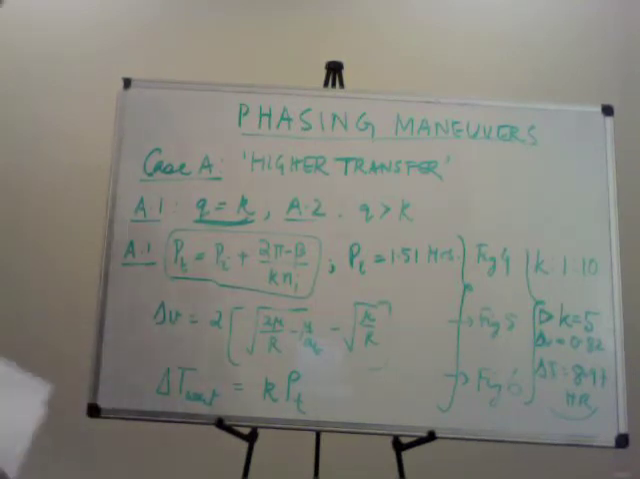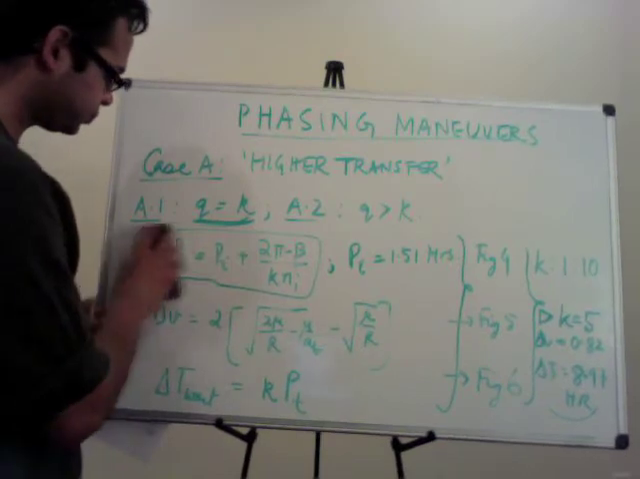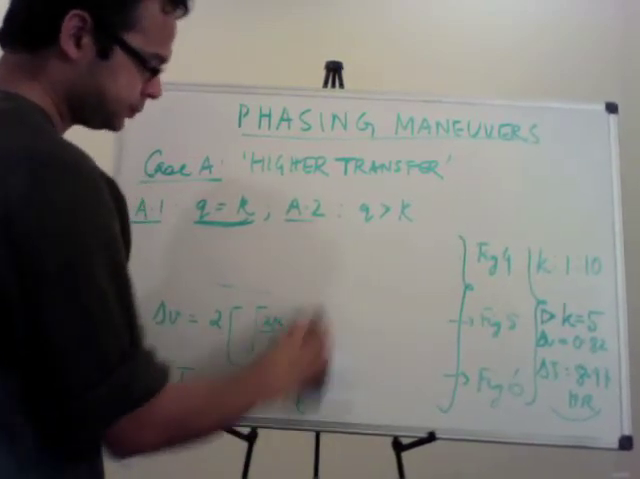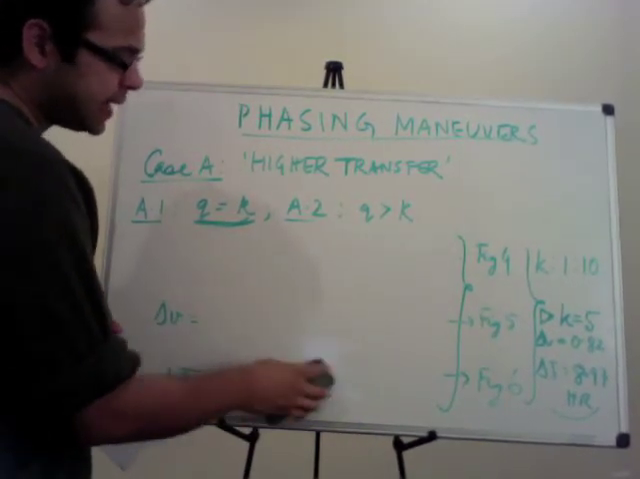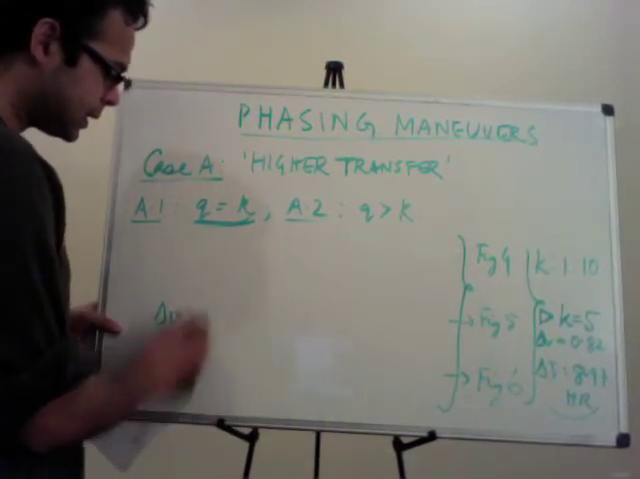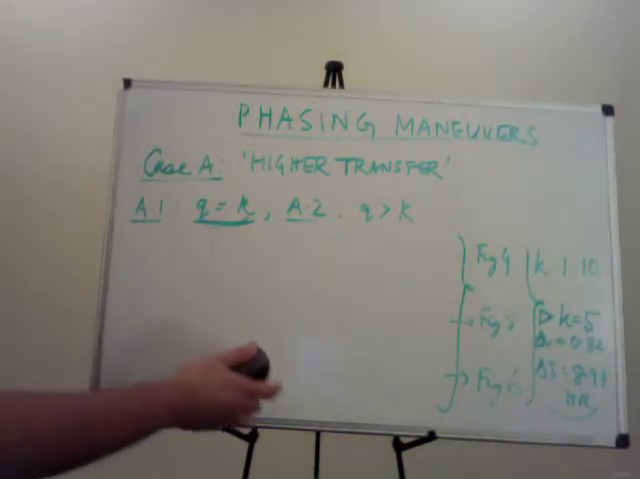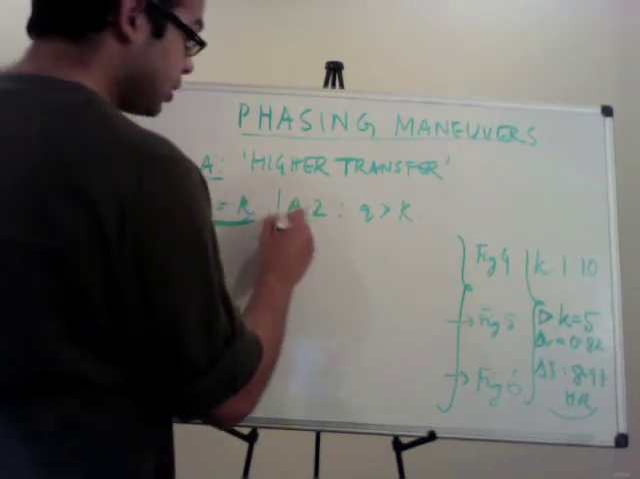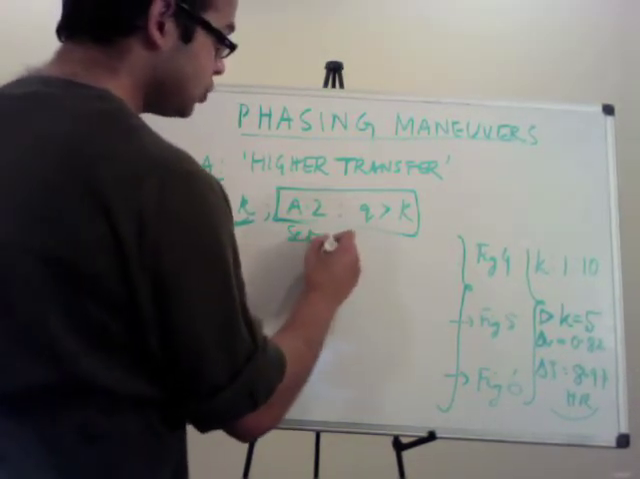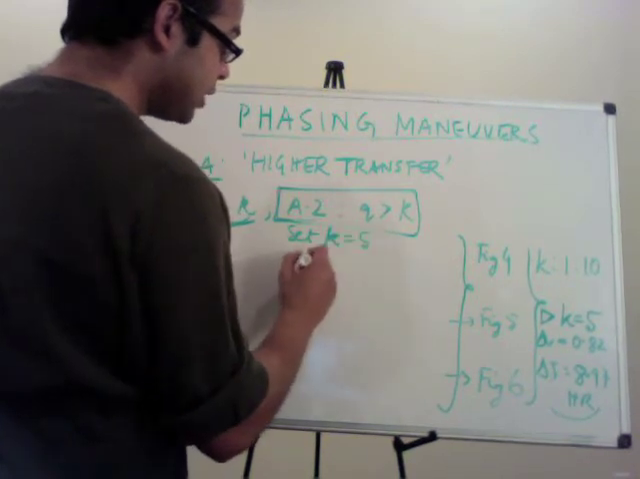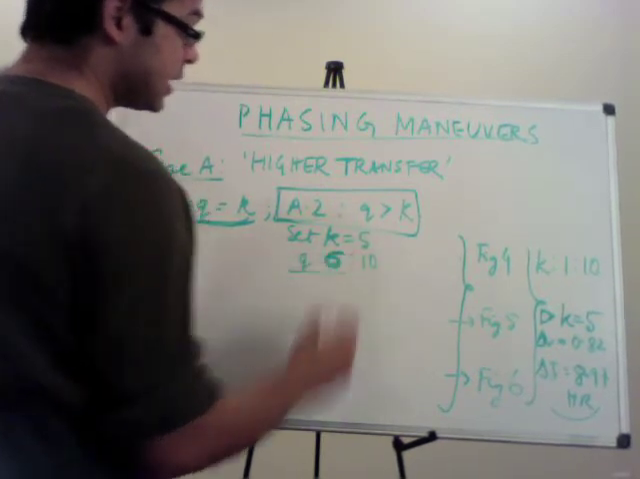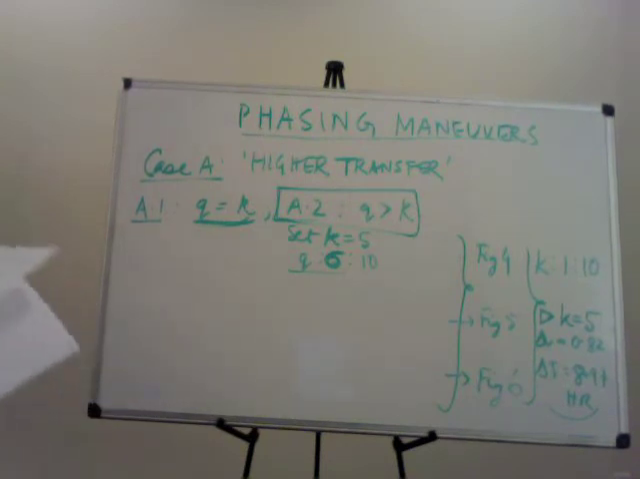What we will do next is look at case A2, in which Q is greater than K. Now we need to fix K in this case. So we will take a hint from case A1, where we found that K equal to 5 is optimal, because it also satisfies the constraint of 10 hours. So in looking at case A2 now, we will set K equal to 5, and we will vary Q from 6 to 10, since Q is strictly greater than K. So that's the variation we will look at.